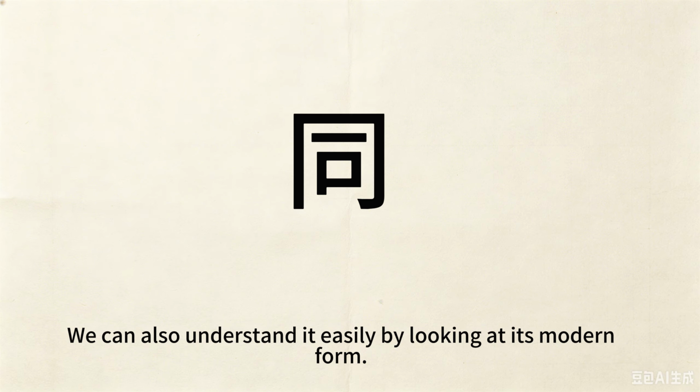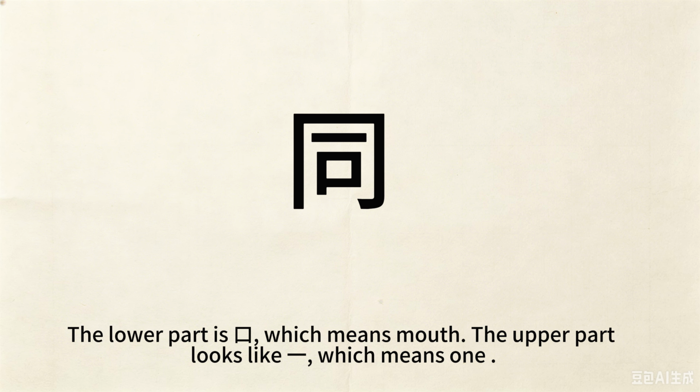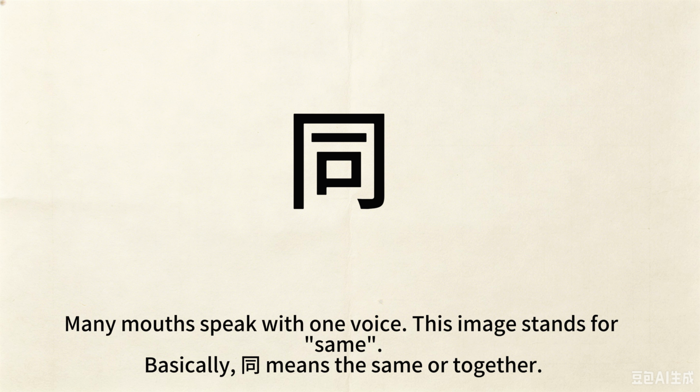We can also understand it easily by looking at its modern form. The lower part is 口, which means mouth. The upper part looks like 一, which means one. Many mouths speak with one voice. This image stands for same. Basically, 同 means the same or together.